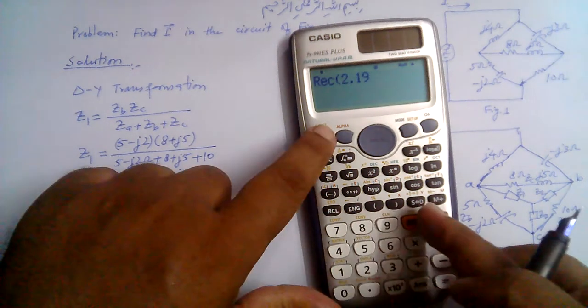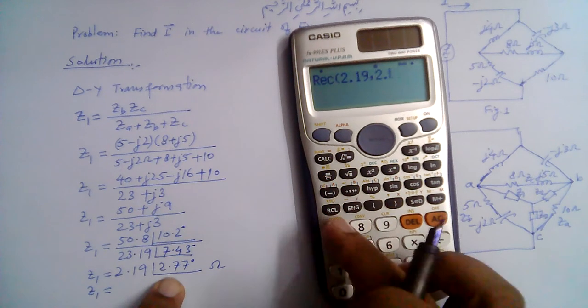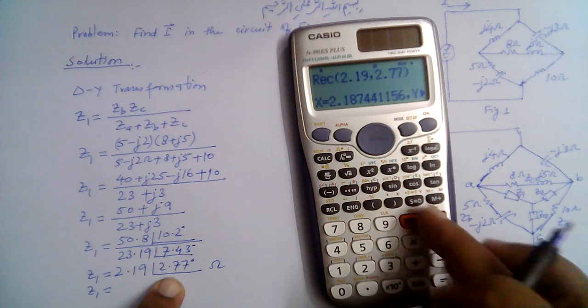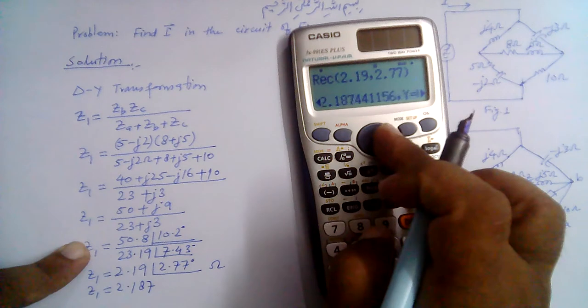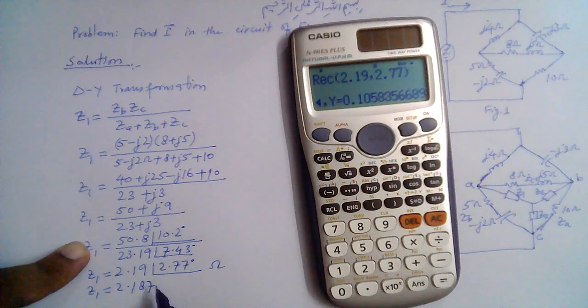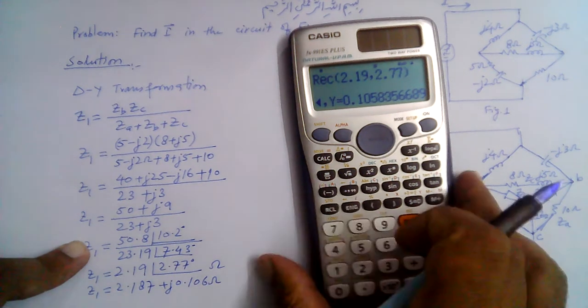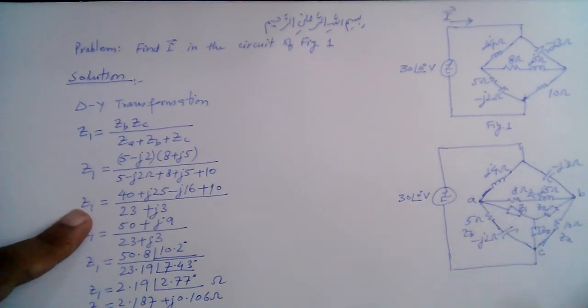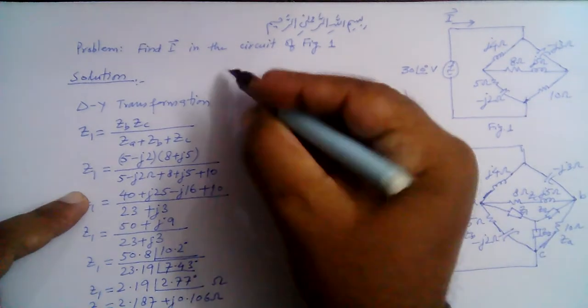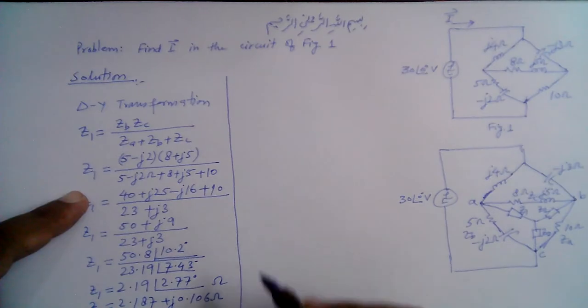2.19 and 2.77. So that is 2.187 plus j0.106 ohms. So that is Z1. We have found Z1 here in terms of ZA, ZB, and ZC, using ZA, ZB, and ZC.